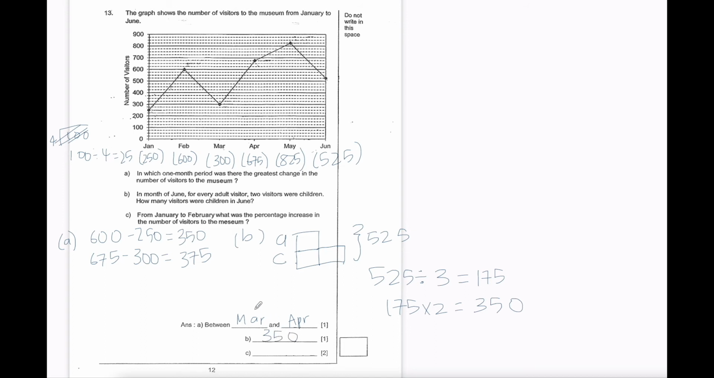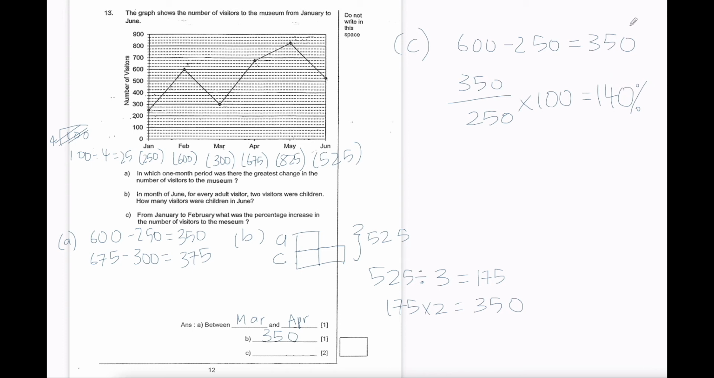And that's it. From January to February, what was the percentage increase in the number of visitors to the museum? Okay, we found an increase here, but since we're doing part C, I'm going to do it again. From February, it's 600, and January is 250. So the difference will be 350. Got it? So the increase is 350 over the January, which is 250, and then I times 100 for percentage. My answer will be 140%. Got it? Yep, and that's it.